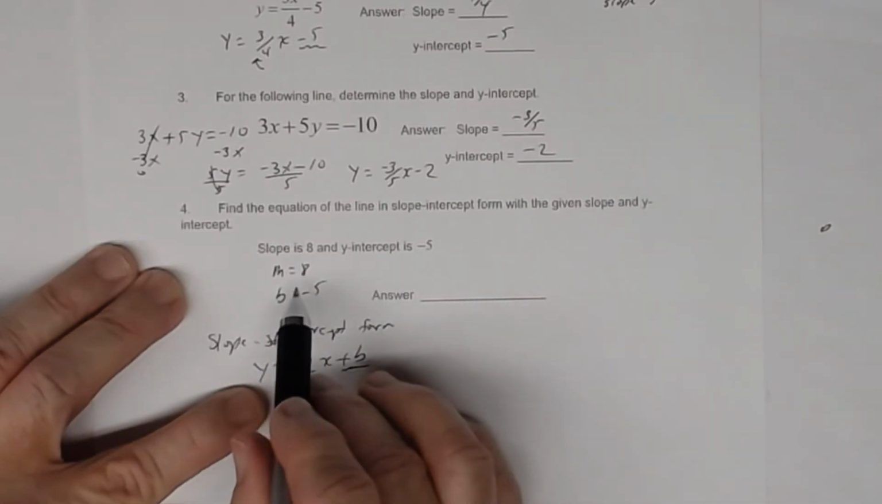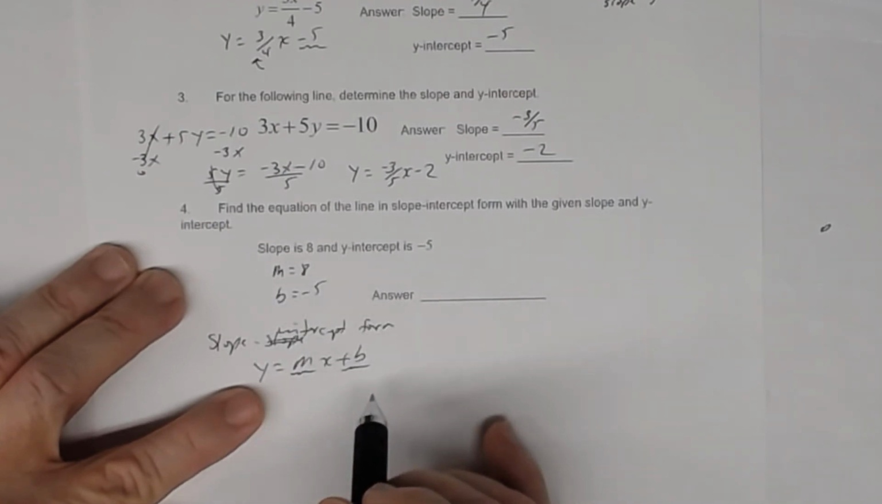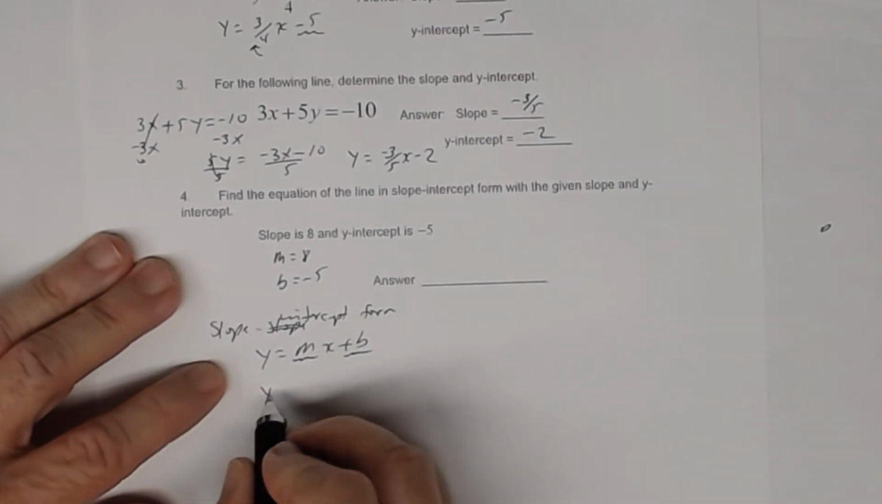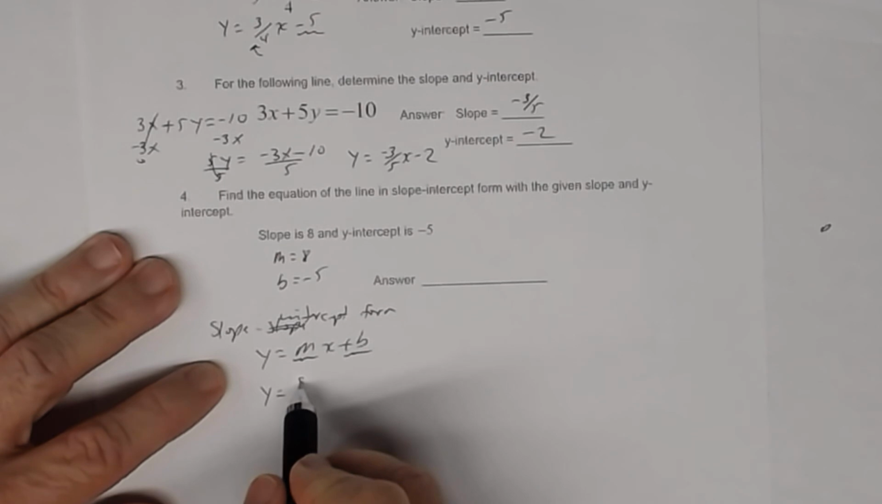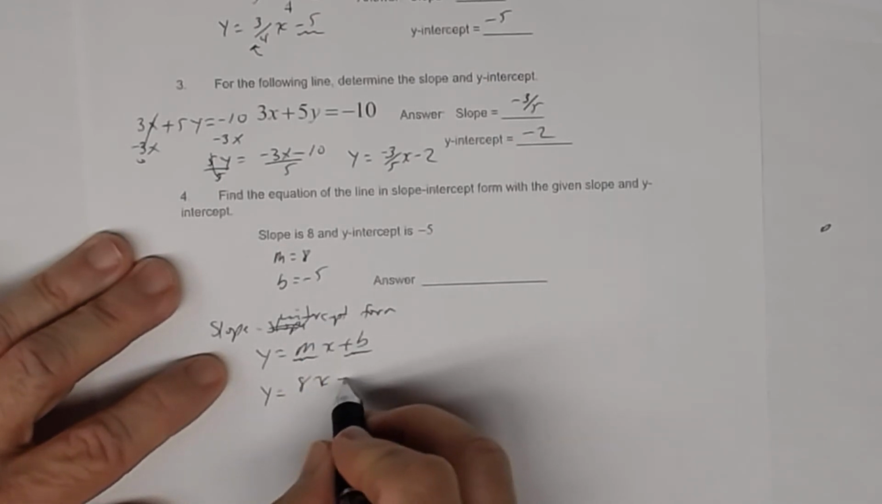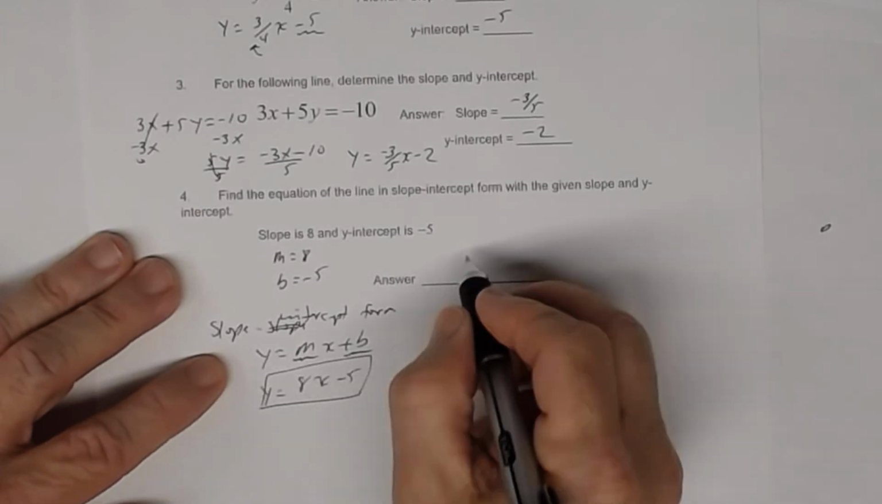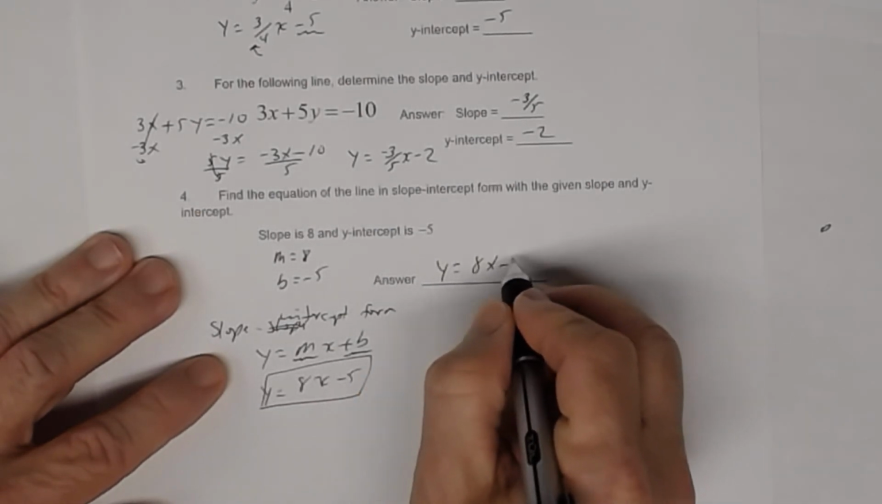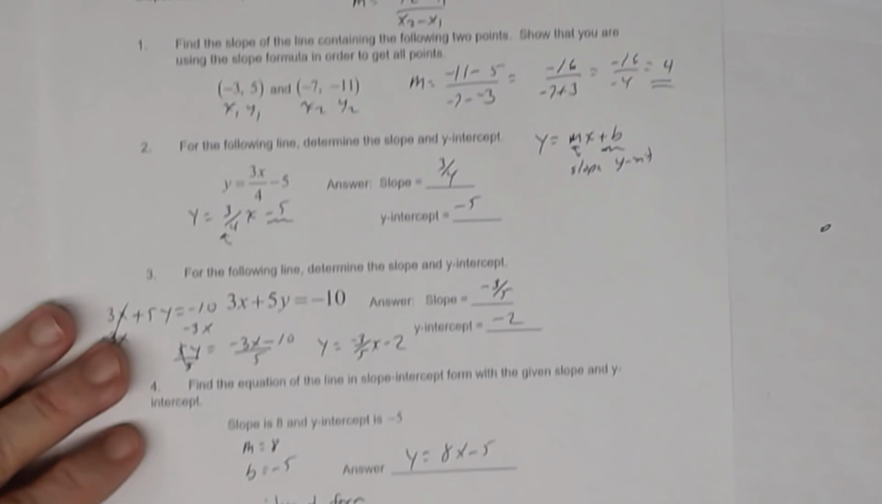It's just a matter of you taking these values of the variables and substituting into here. So I get y equals 8, the slope is 8, x, and then plus b, so that's minus 5. So y equals 8x minus 5. Okay, and that's it. So that is the key to this worksheet.